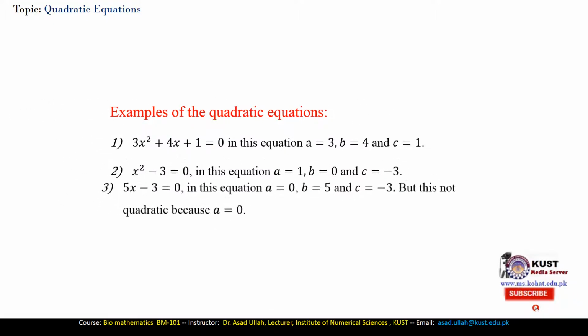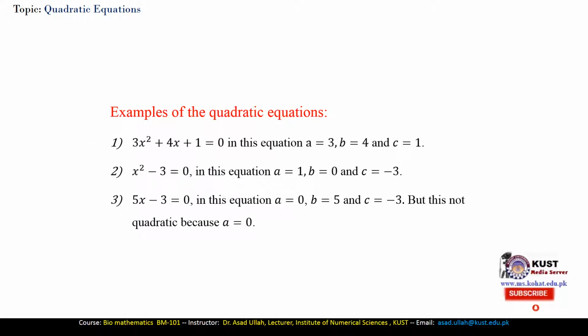And in the third example, we get 5x minus 3 is equal to 0. Comparing this equation to the general form of the quadratic equation, we get a is equal to 0, b is equal to 5 and c is equal to minus 3. Since the quadratic term x square is absent, that's why we write a is equal to 0. So this equation is no more quadratic, and this equation is a linear equation.